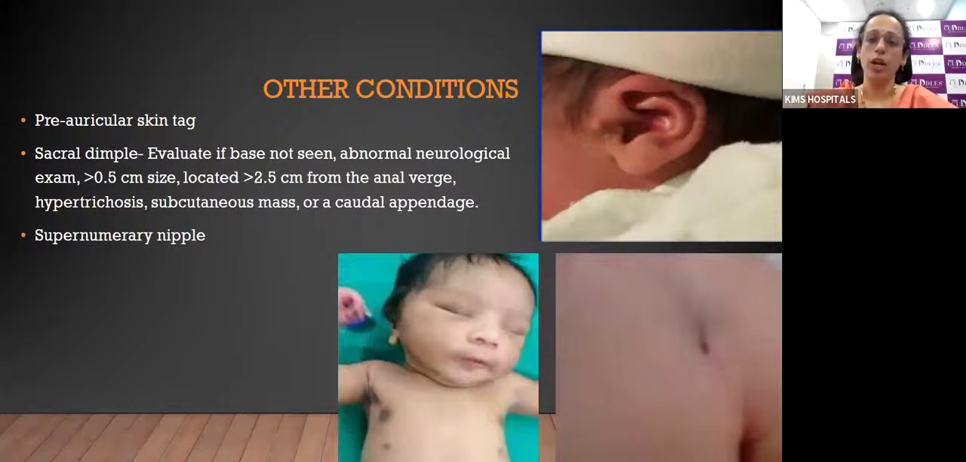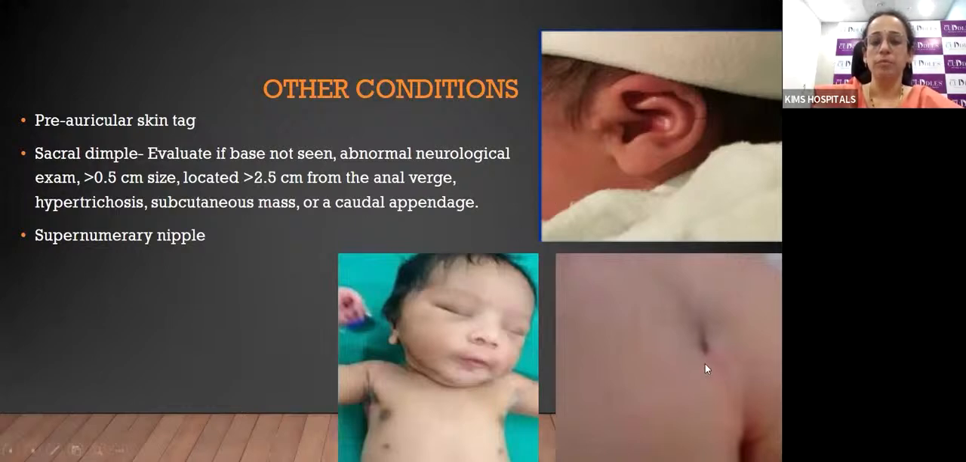The first is the preauricular skin tag. We will also sometimes see the preauricular sinus. They tend to be autosomal dominantly inherited and run in families. If they are bilateral, they can be associated also with renal anomalies. So whenever we see such conditions like preauricular sinus or skin tag, we should do the proper hearing assessment and also evaluate for the renal anomalies.